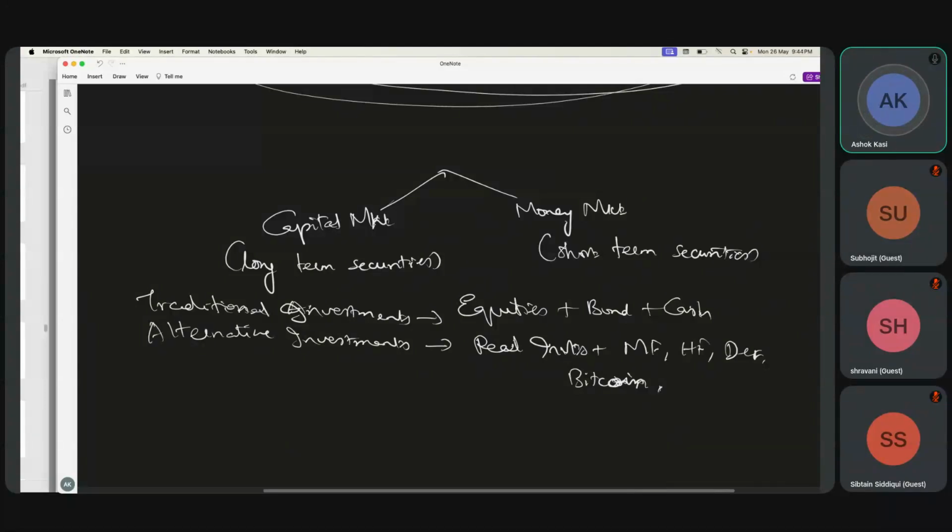Now don't think, okay, how come real estate is not a traditional one? From the international definition perspective, equities, bonds, and cash only come under traditional. Rest all are alternative investments.